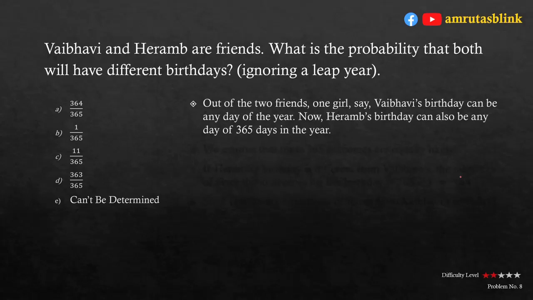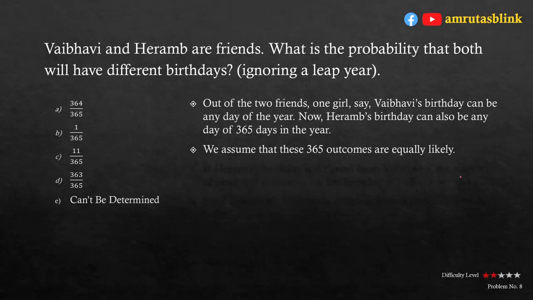Now, it is a well-known fact that the birthday can be on just any one day of the year. So, out of 365, ignoring a leap year, that means in that particular year there will be how many days? There will be 365 days. So, out of 365, Vaibhavi's birthday can be on just one day, that is any day out of 365. Hence, we can consider the probability of Vaibhavi's birthday, that is P of V, is equal to 1 upon 365, as there are total 365 outcomes.